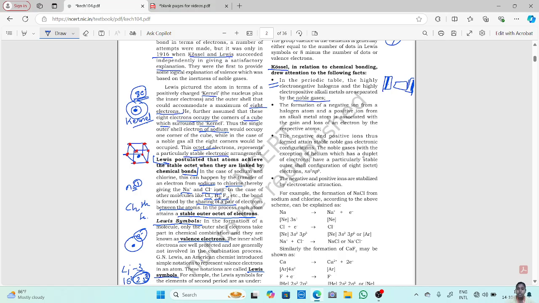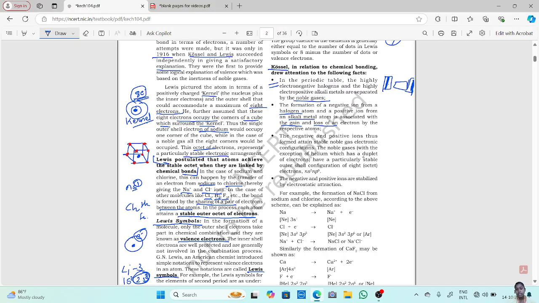The second one is that the formation of a negative ion from a halogen atom and a positive ion from an alkali metal atom is associated with the gain and loss of an electron by the respective atoms. Negative ions are formed by the gain of electrons, whereas positive ions are formed by the loss of an electron. So the negative ions formed by halogen atoms and the positive ions formed by alkali metals are associated with the loss and gain of electrons by the respective atoms. So halogens will gain electrons, alkali metals will lose electrons.